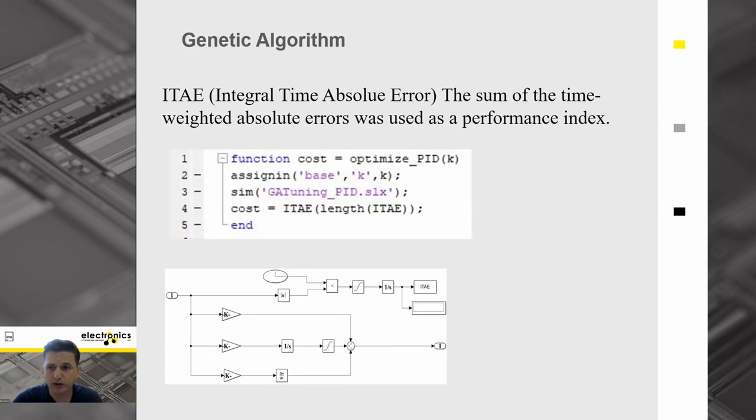An error value is required for the genetic algorithm to work. This error is ITAE, integral of time-weighted absolute error. The sum of the time-weighted absolute errors was used as the performance index. This error can be obtained as follows. It's shown in the figure screenshot.